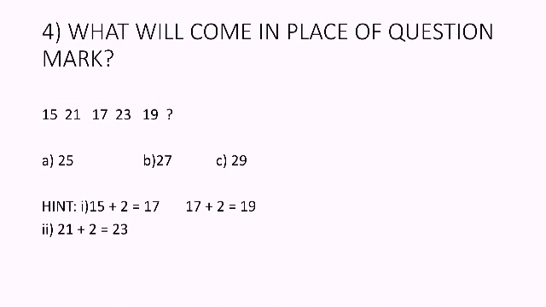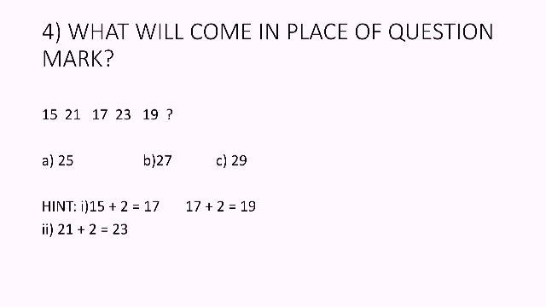Okay, look at the fourth one. Here you have to complete the series, or you have to find the number that will come in place of the question mark. Now what are the numbers given? 15, 21, 17, 23, 19.